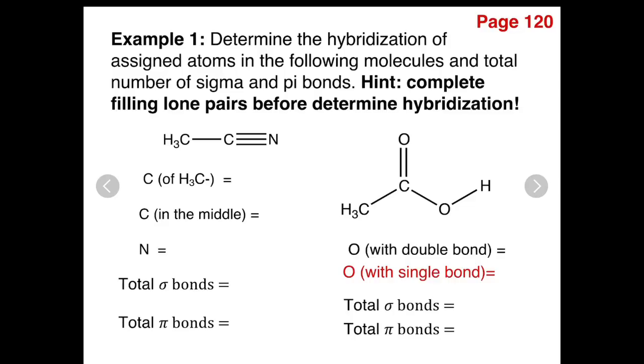Okay, so in order to determine the hybridization of an atom, first you will need to know the electron domain geometry of that atom. To determine the electron domain geometry of all of these, you will need to make sure that you have the correct Lewis dot structure by filling in all the lone pairs. In this case, C with the 3 hydrogens is called a condensed form. This is not a fully correct Lewis structure yet. It just gives you a shorthand of the Lewis structure.